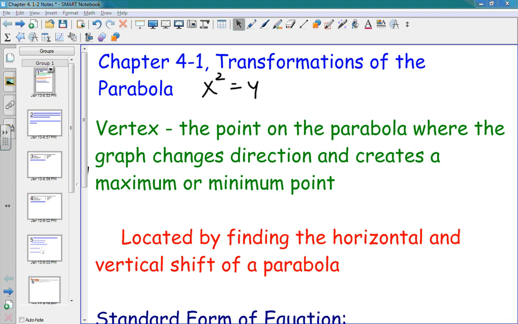Chapter 4.1, transformations. Okay, we've been doing transformations. That's what we had done on Friday before we left. Today what we're doing is transformations only of y equals x squared.